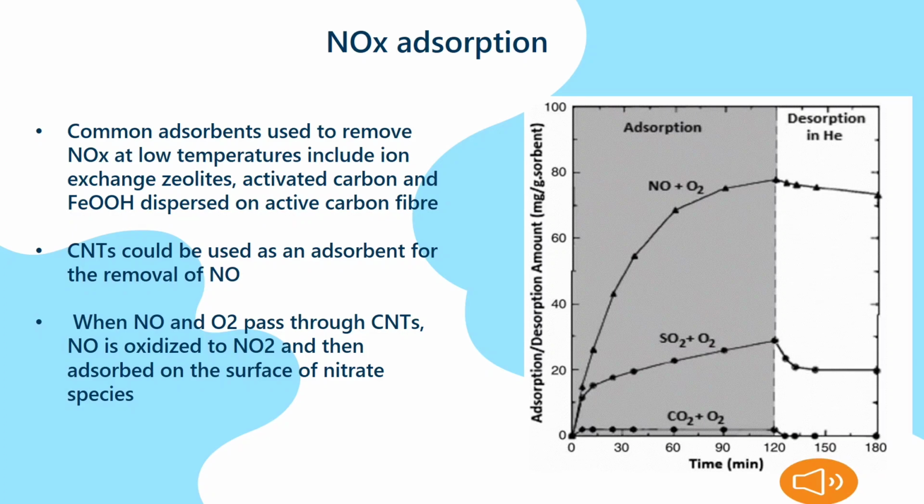In the graph, it is shown that the CNTs have the largest adsorption capacity for nitrogen oxides, then for sulfur dioxide, and then for carbon dioxide. So it is necessary to chemically modify the CNTs for the adsorption of carbon dioxide.